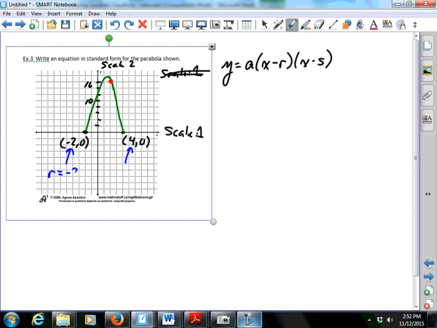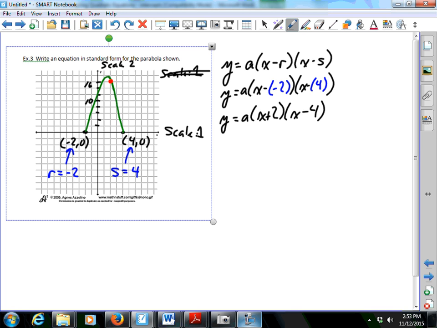If r is negative 2 and s is equal to 4, it'll be x minus negative 2 and x minus 4. So I'll have y equals a times x minus negative 2 times x minus 4, which turns into y equals a times x plus 2 times x minus 4. Now I need to plug in a point that's on my parabola. This point, I forgot to mention, is at 2, 16. So when x is 2, y is 16.